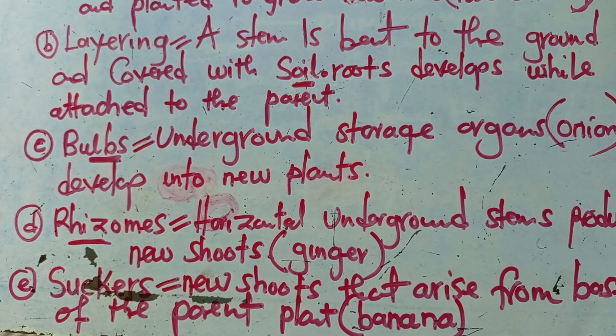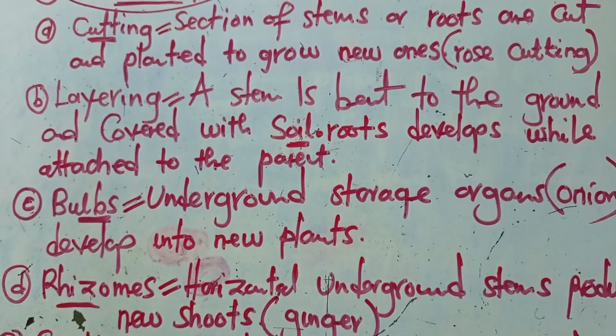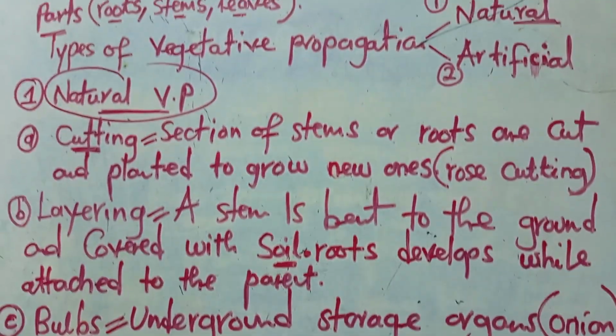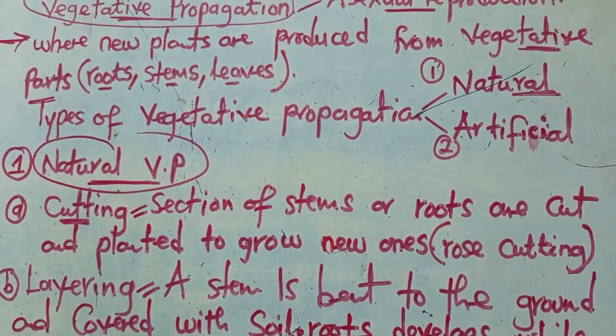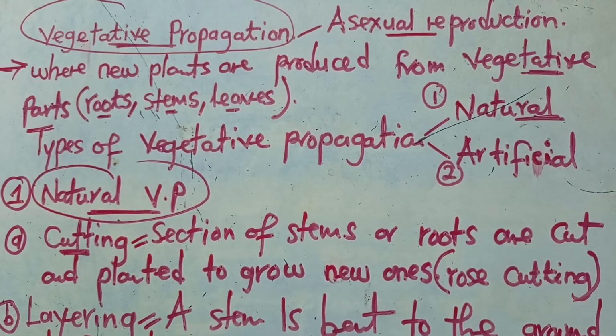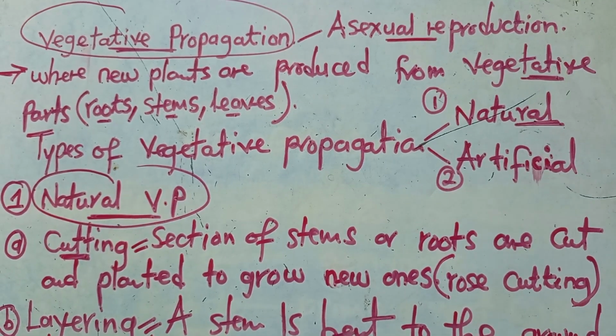So this is it. All these things that I've talked about here fall under this part that I'm calling natural vegetative propagation. You need to understand this, even as you prepare for your exams. You need to make sure that you know something about this. When I'm talking about vegetative propagation, I'm talking about a form of asexual reproduction where new plants are produced from vegetative parts.